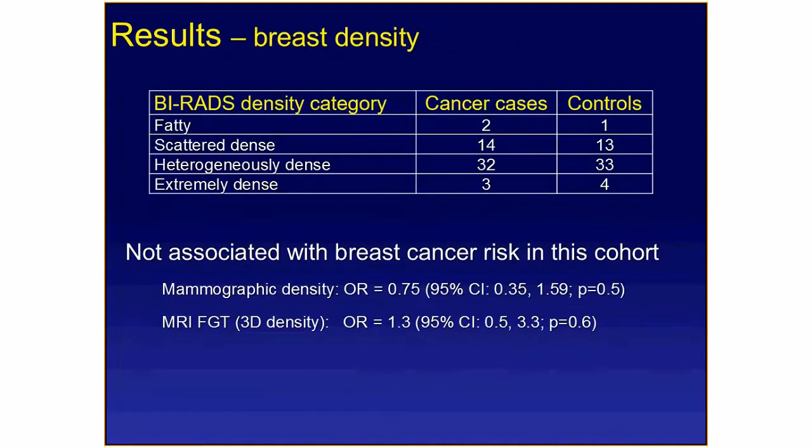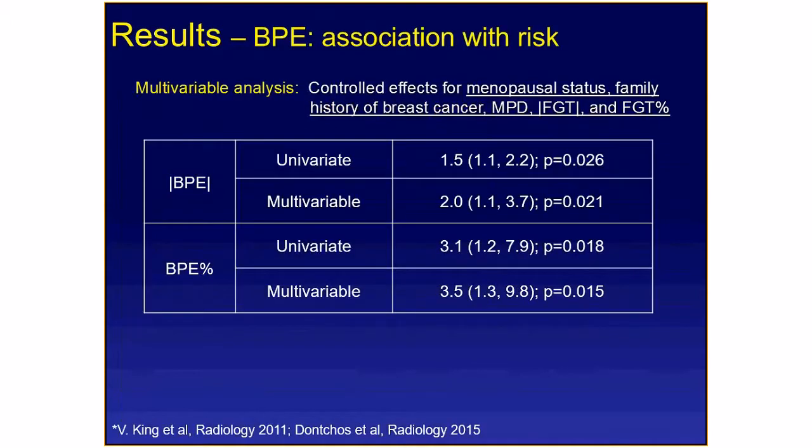So, okay, let's look at the results. For breast density, if you look at the breast density from mammography, those patients also have mammography. You can see here there's basically no significant difference between the two groups. So breast density in this specific cohort is not significant to predict the cancer control status.